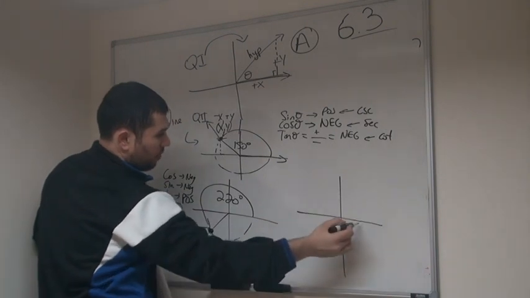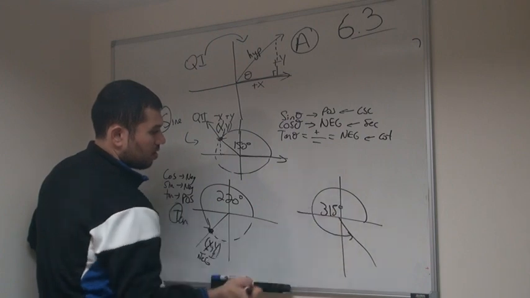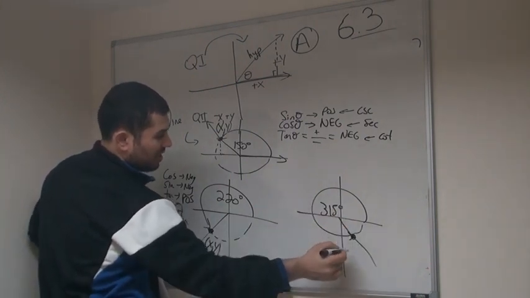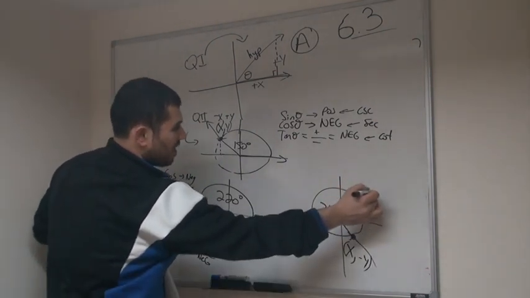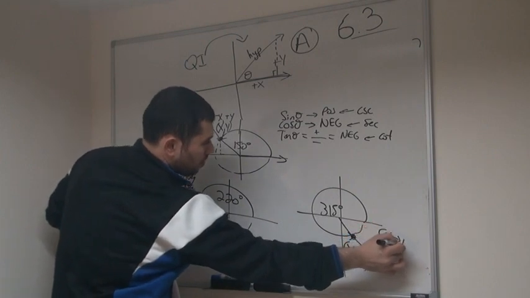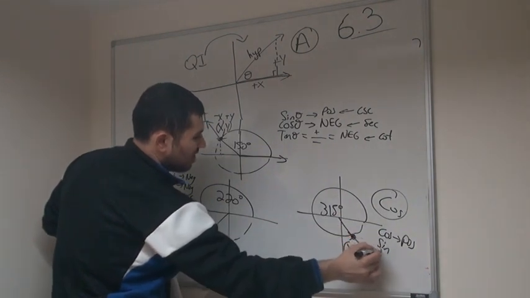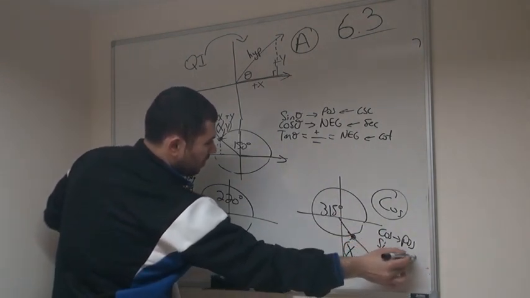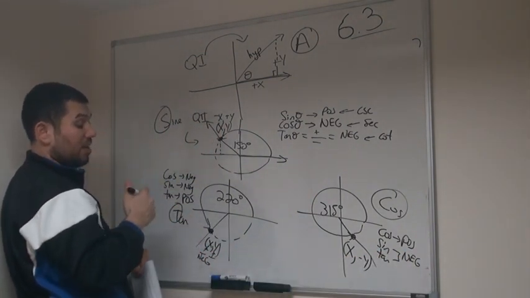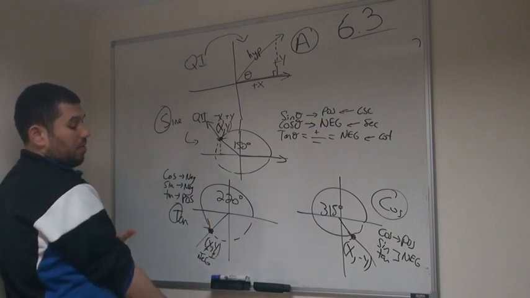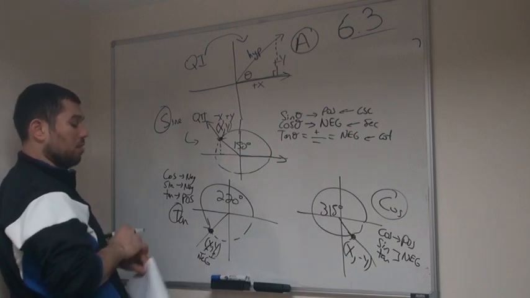And finally, in quadrant 4, let's say I have a 315 degree angle. The point here is going to have a positive x but a negative y. So cosine is positive. But sine and tangent and their reciprocal functions are negative. Because the y value is negative, and sine is y. So sine of theta is y. Sine of 315 would be negative. And tan of 315 would be a negative over a positive, so it would be negative as well.